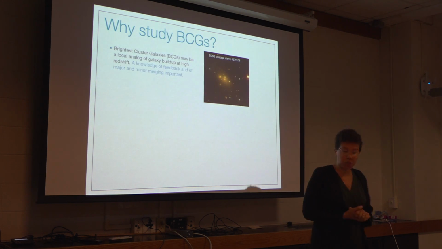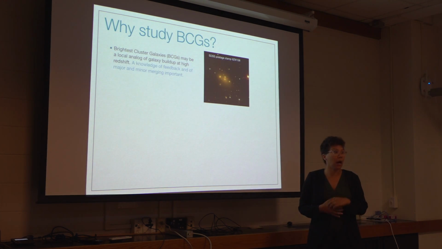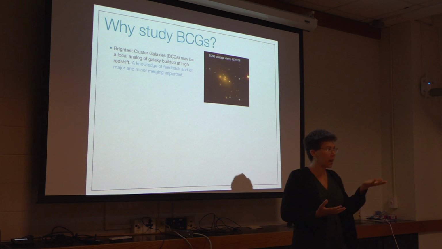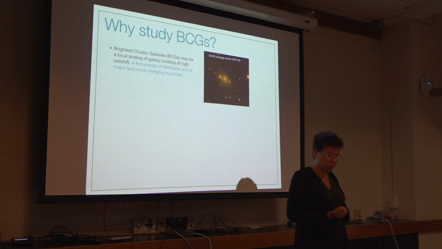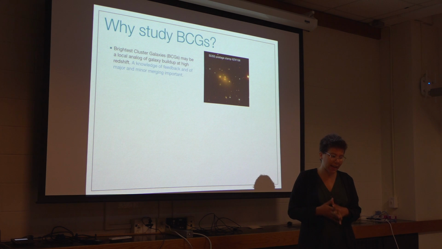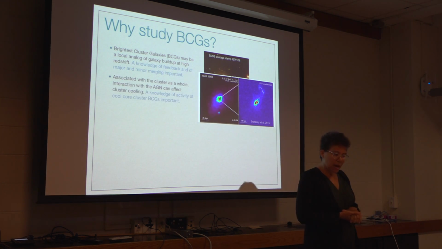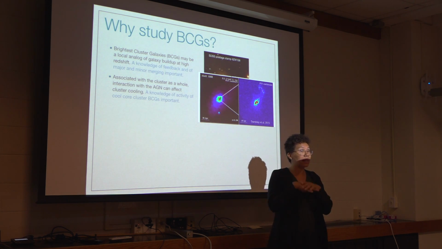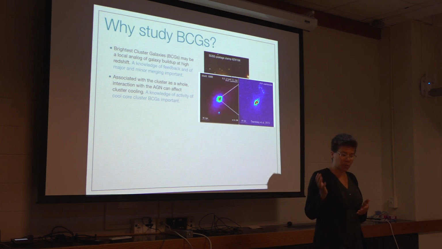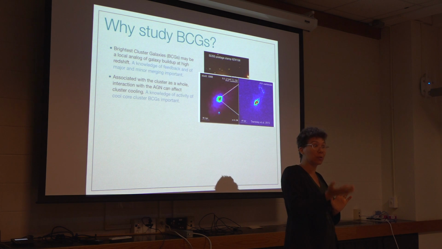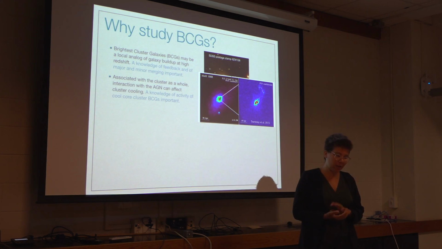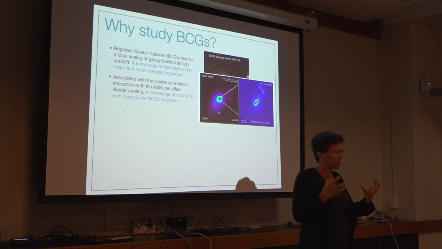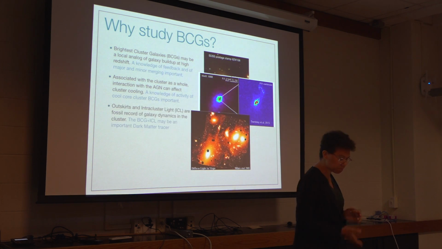Okay, so why study BCGs? Brightest Cluster Galaxies might be a local analog of galaxy buildup at high redshift, as Erica was alluding to earlier. So a knowledge of feedback and minor and major merging is certainly important. BCGs are associated with the cluster as a whole. So the interaction between the AGN and the effective cluster cooling is very interesting to know about. A knowledge of activity of the cool core cluster, BCGs in particular, is important, and line emissions, stuff like that.